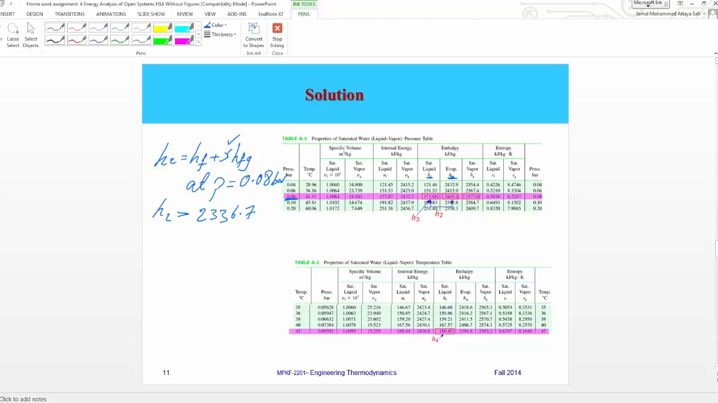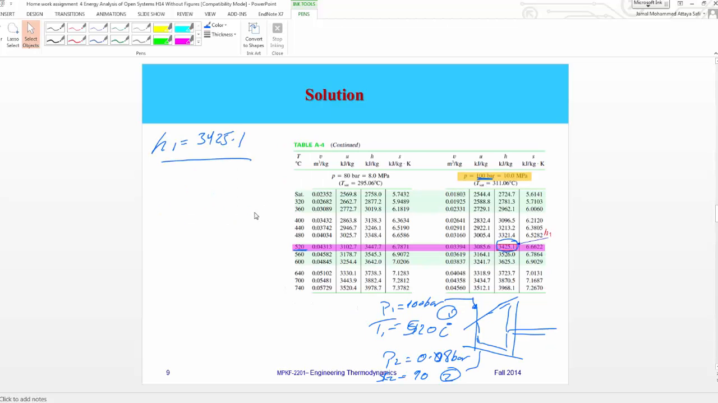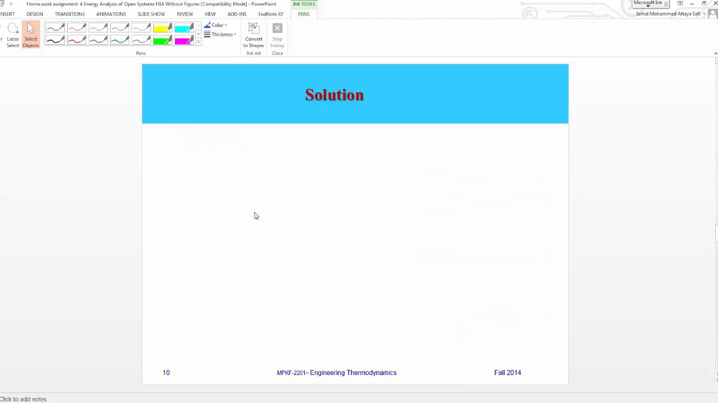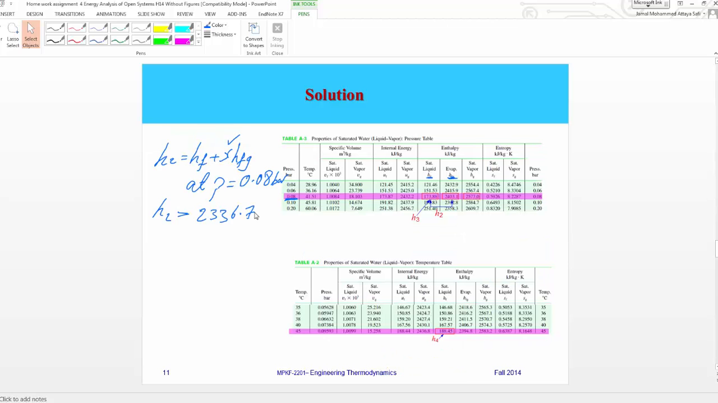Now H3 is the condenser. So now we are done with the turbine as a control volume. Now we take the condenser as a control volume. So what do we have? We have this is a condenser. Very important here because he asked me to find the cooling water. But let's focus now on H3.